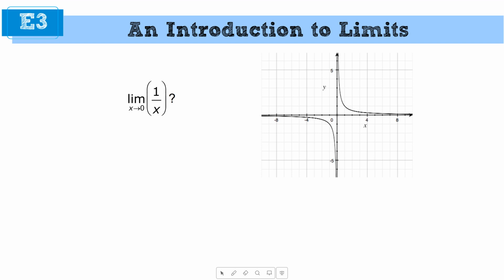Okay, so I have the limit. The question is, what's the limit as x approaches 0 of 1 over x? But let me ask you a different question. What's the limit as x approaches 1 of this function? Suppose I change that to a 1. What's the answer? 1. Plug and chug. 1 over 1 is 1.